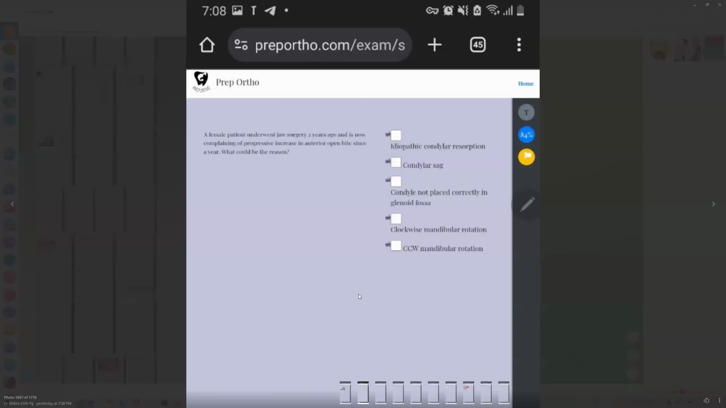A female patient underwent jaw surgery 2 years ago and is now complaining of a progressive increase in dental open bite since a year. So it seems like condylar resorption, if it's written, otherwise it would be a condylar sag. Clockwise movement will be condylar, not linear impacted condylar. If it's after 1 year, I will select condylar resorption. Option E here.